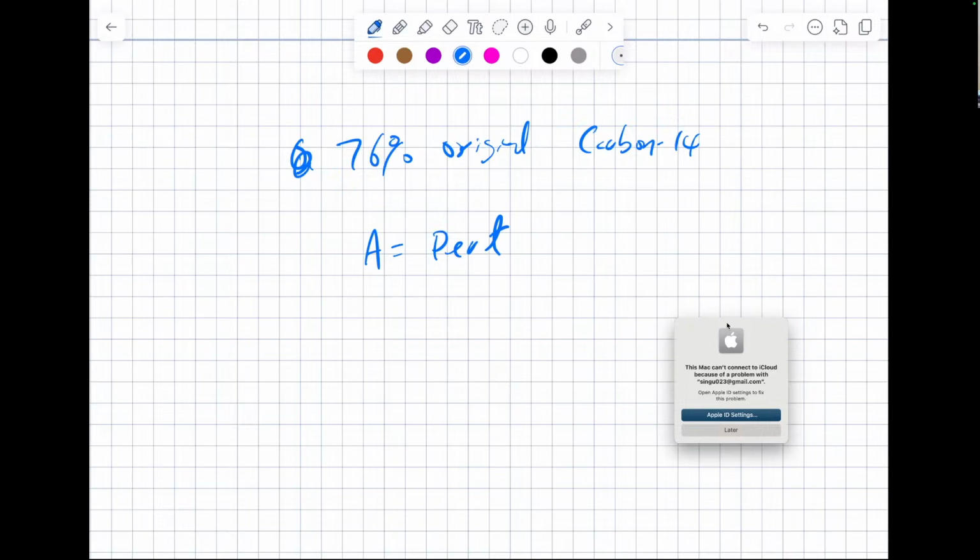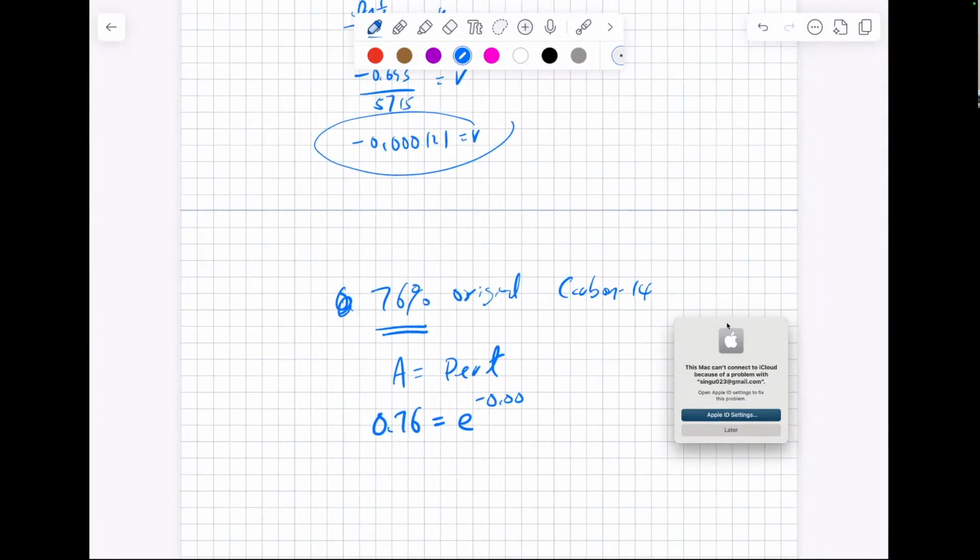What did you say, Roger? No, that's not a rate. It's 76% of carbon 14 left. And that's going to be negative 0.000121 times T, because we just found the R, so we can put the R in here. These are similar questions. We still talk about carbon 14, and we still say it's roughly 76% left.